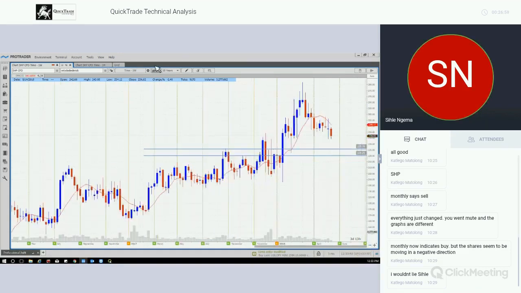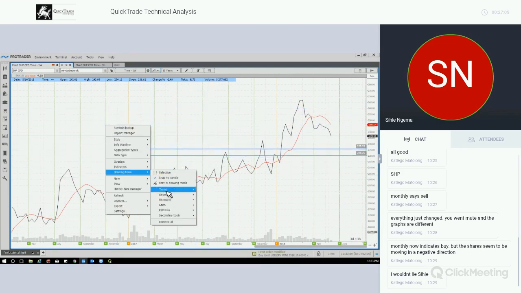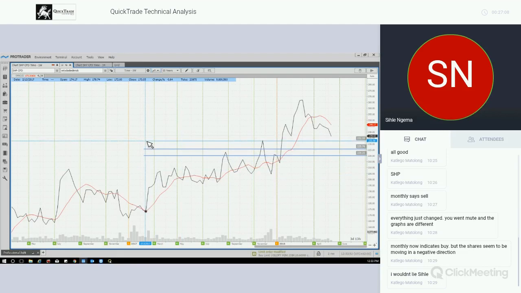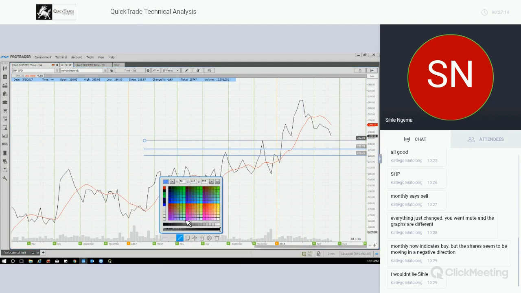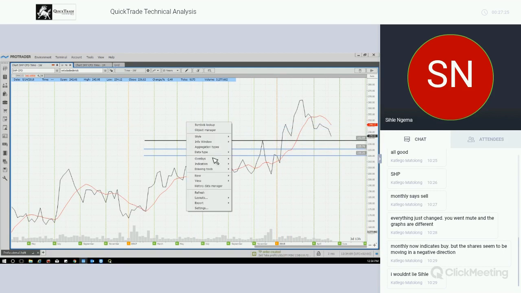Okay, now let's try and get our support levels here using the weekly. We're going to keep these thick blue lines. We're going to have another line here marking this turning point on the weekly. We're going to mark that one black because it's from the weekly. We need to differentiate the two. Okay, there was also another turning point here.